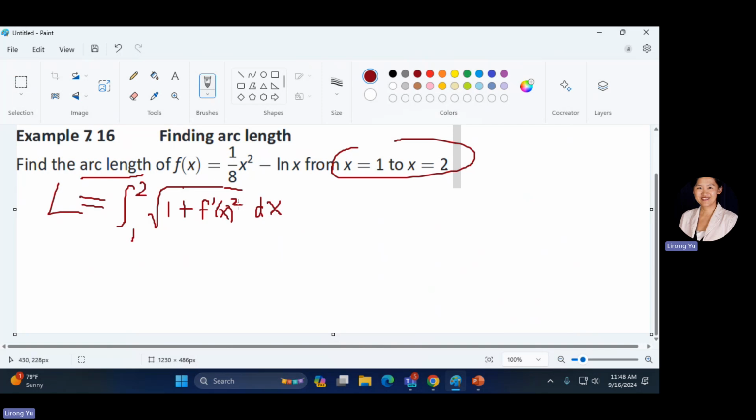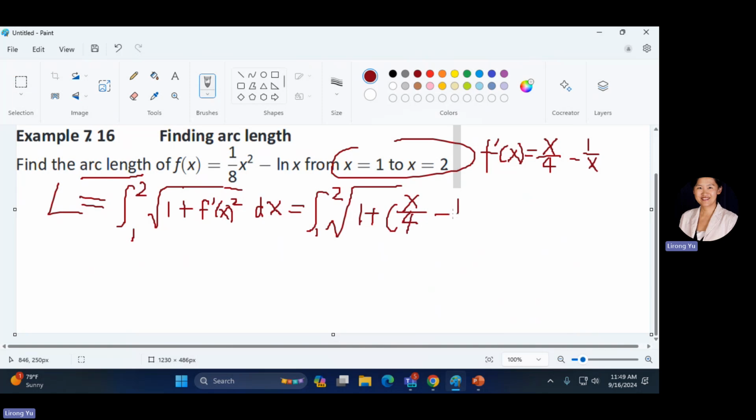Okay, so to be able to do the calculation, we first have to know the derivative. Let's see. We differentiate them one by one. The derivative of x squared over 8 is 2x, so that's x over 4. The derivative of ln x is 1 over x. That will be the derivative, and therefore over here we are trying to square that, square this subtraction, so it looks like this: integral from 1 to 2 of the square root of 1 plus (x over 4 minus 1 over x) squared. So that will be the calculation.